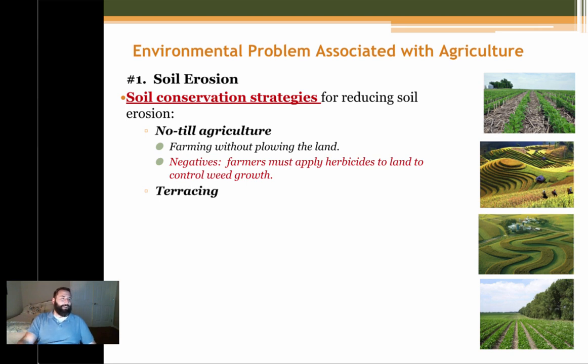So what's another way? Terracing. You see a picture of terracing here. Notice how we can farm on hills. This might happen in some Asian areas, Asian countries rather.